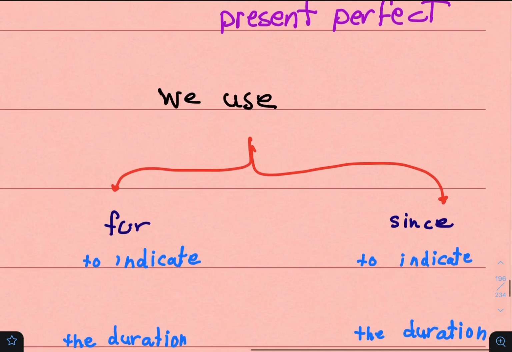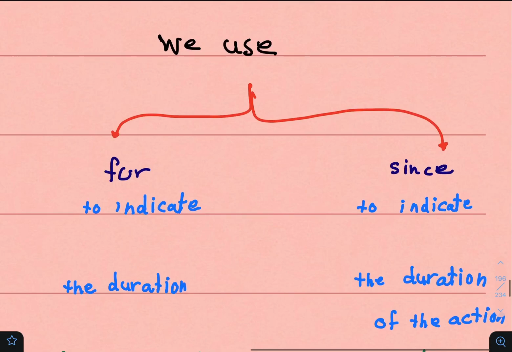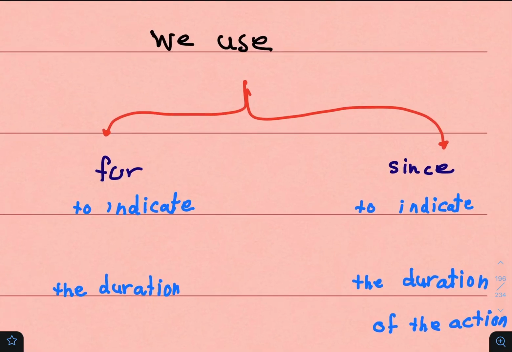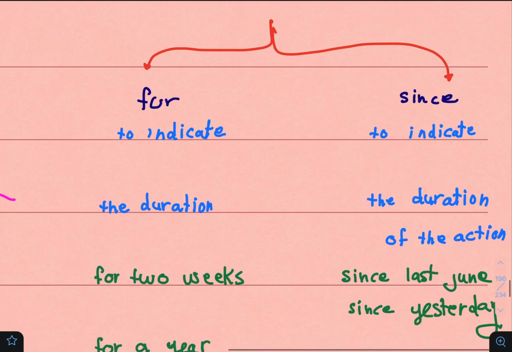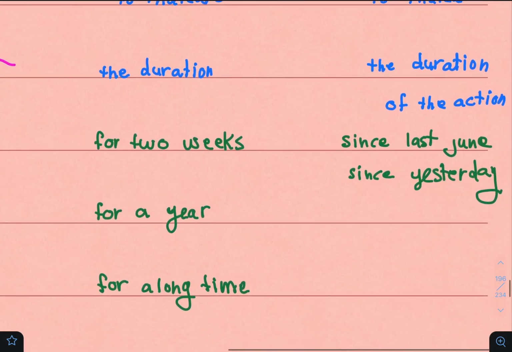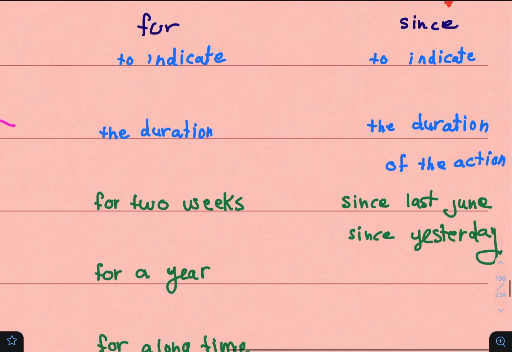طبعا بالنسبة للtime expression اللي تستخدم مع present perfect فإحنا إما نستخدم for أو since. طبعا شو الفرق بينهم؟ Okay, so as for for, we use it to indicate the duration, للحديث عن المدة. For example, for 2 weeks, for a year, for a long time. Duration المدة. As for since, to indicate when the action began.